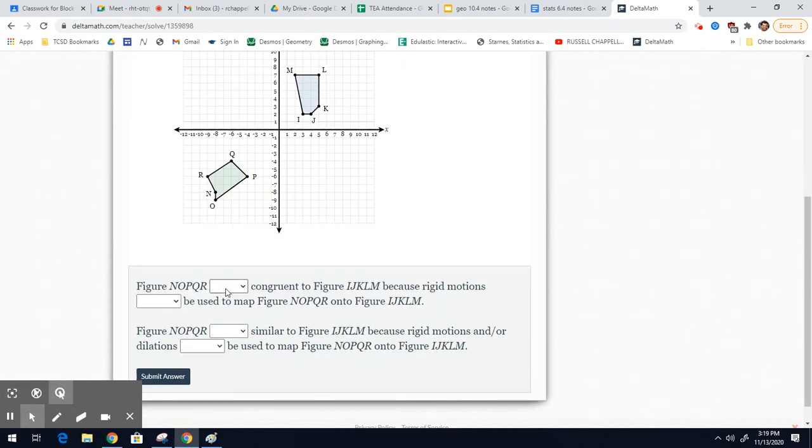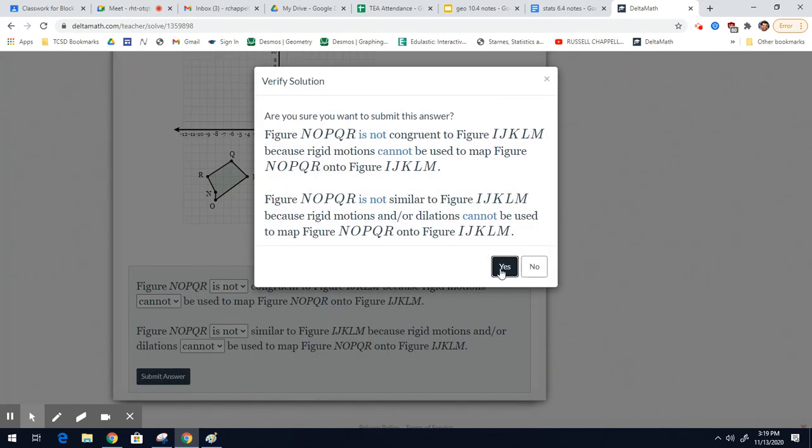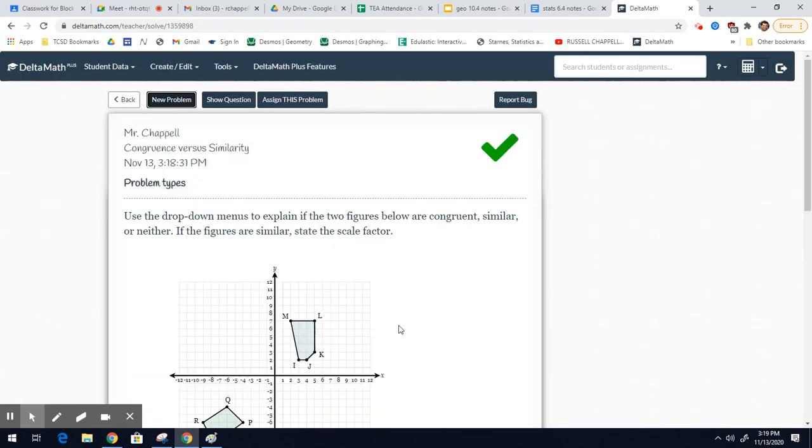Okay, so we'll come down here. So no, not congruent because I cannot map it. And no, not similar because I cannot map it. And it happens. What are you going to do?